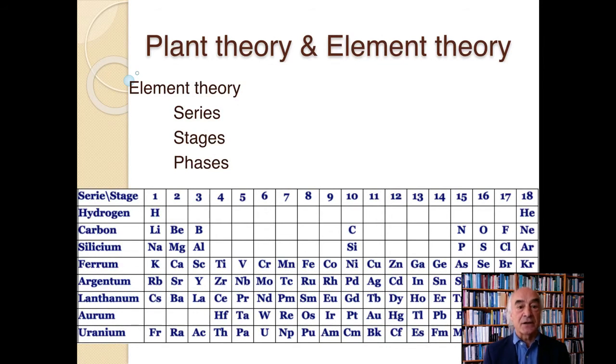Another aspect of the plant theory is that it uses very much the element theory. The element theory is a classification of the periodic system, and it uses series and stages. The plant theory also uses phases, which I will explain later.